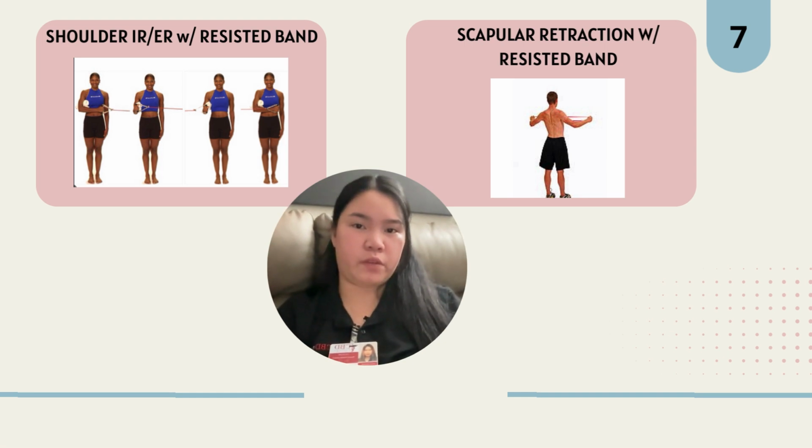Scapular retraction with a resisted band is another intervention, which improves the strength and integrity of the muscles around the shoulder blades, as well as helps to increase or maintain a comfortable posture.